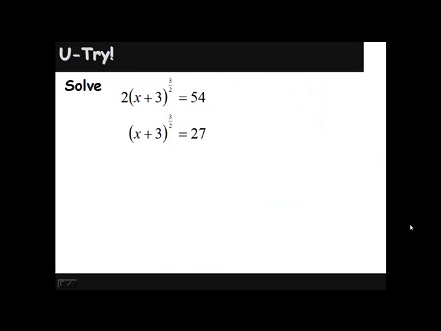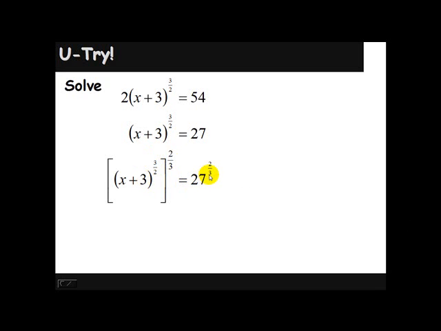Alright, I would divide both sides by 2, and then I need to raise this to a power that gets rid of the 3/2. Well, if we just take the reciprocal of that, 2/3, raise both sides to the 2/3 power, we should be good to go. 3/2 times 2/3 is 1, that's good.